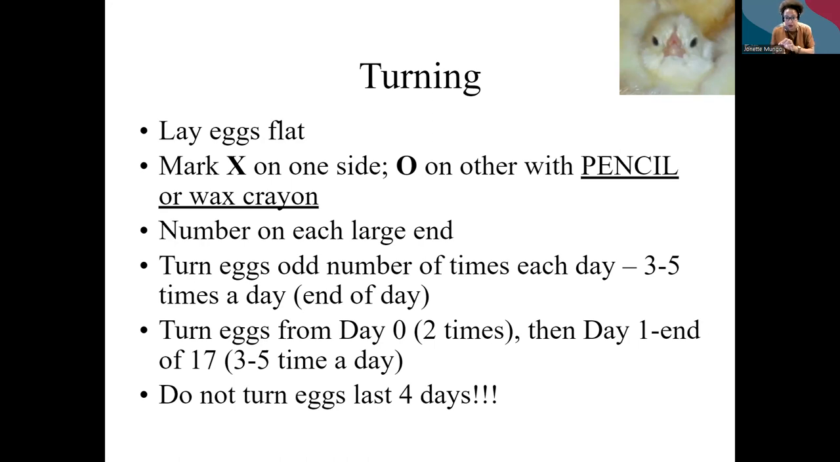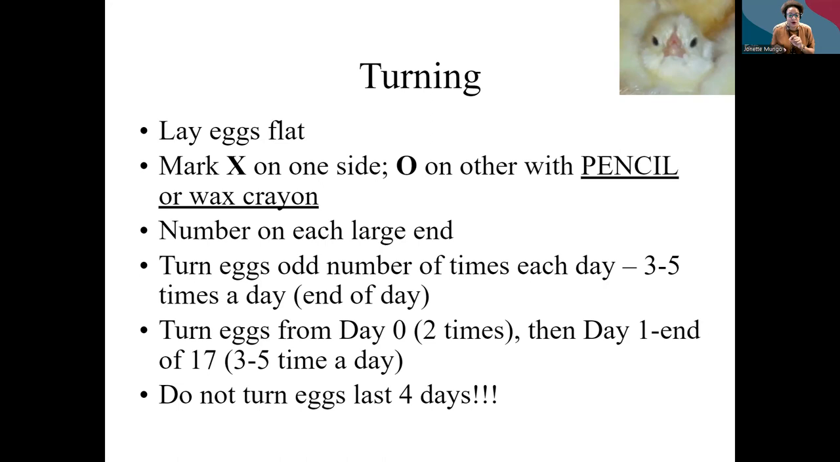If you put a Sharpie or a very wet marker on the outside of that eggshell, your chickens will come out marked. They absorb through that eggshell, and you don't want whatever chemical is in those markers or Sharpie to impact your developing embryo inside of that egg. There were some teachers who had chicks that came out marked. So use a pencil or a wax crayon to mark your eggshell, okay?